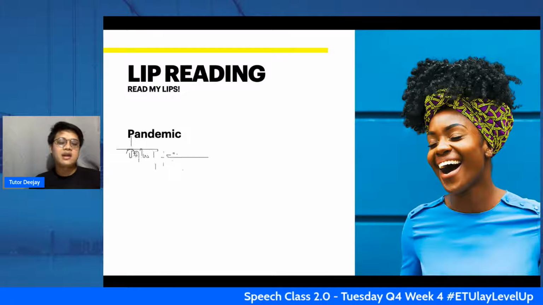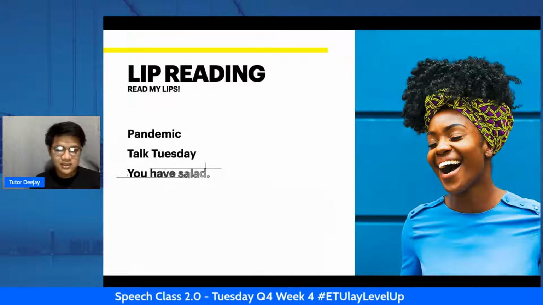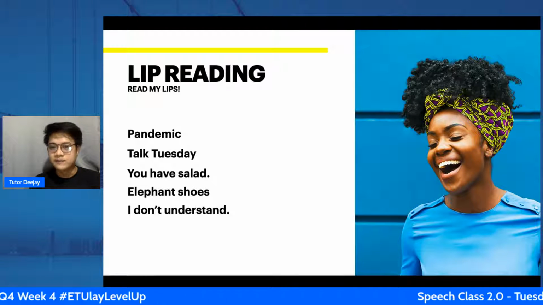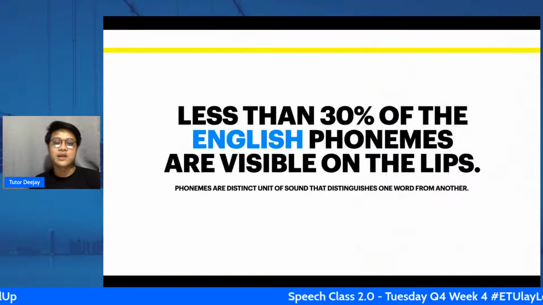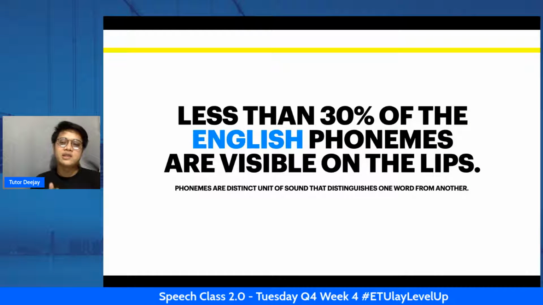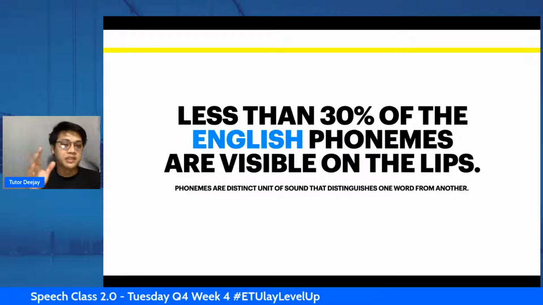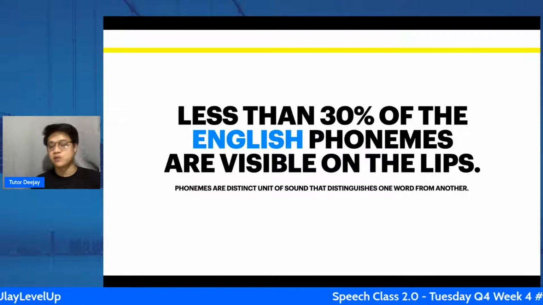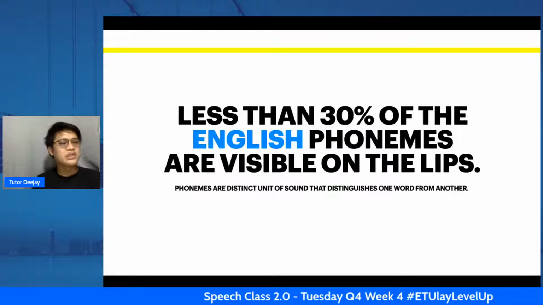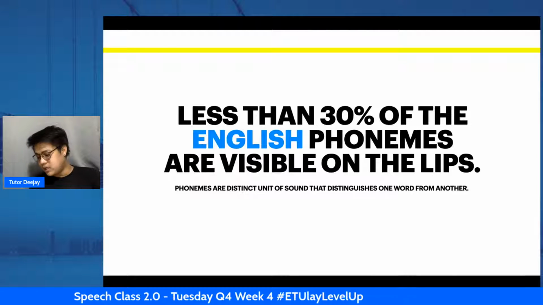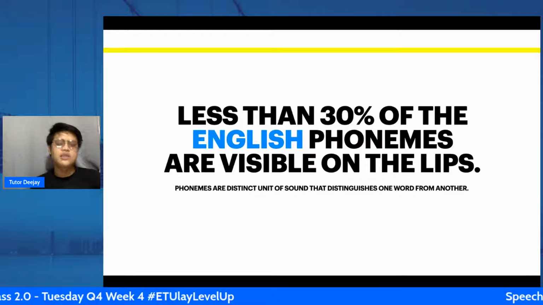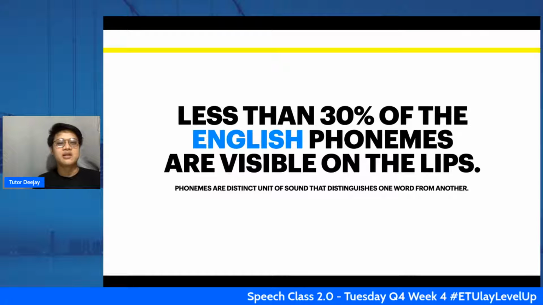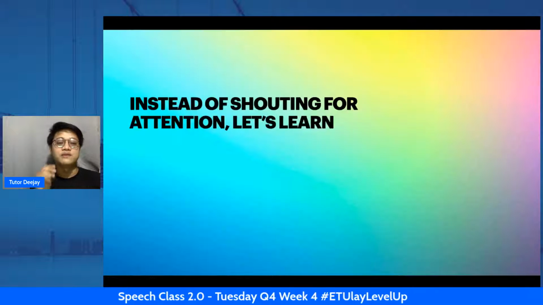Very difficult. Why? Kahit ibigay ko pa to sa inyo lahat, itong mga words that I have prepared for our session today, it will be very, very difficult to understand without hearing my voice. Okay? Why? Because less than 30% of the English phonemes are visible on the lips. Get that? Less than 30%. Phonemes are a distinct unit of sounds that distinguishes one word from another. So you cannot basically see phonemes only in the movement of the lips. Hindi ganun yun. All right? You need the voice. Okay? If you can understand some of it, probably, it's less than 30%. So it's very difficult still because voice is very important.